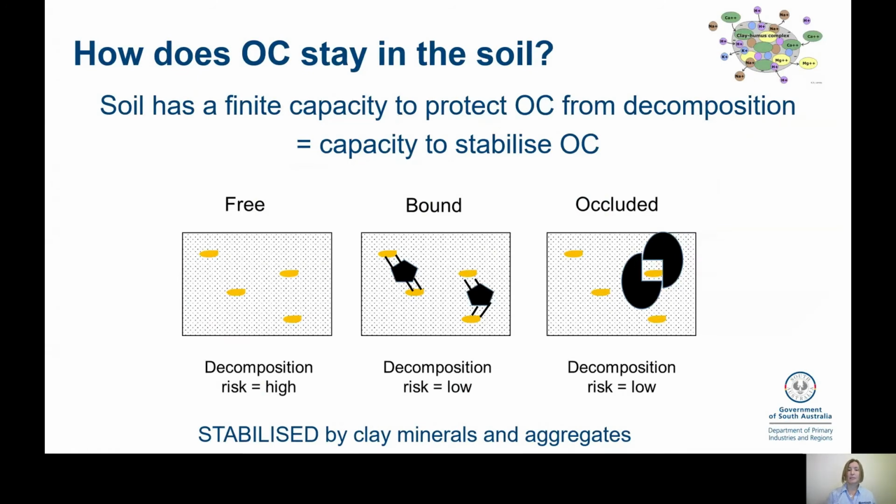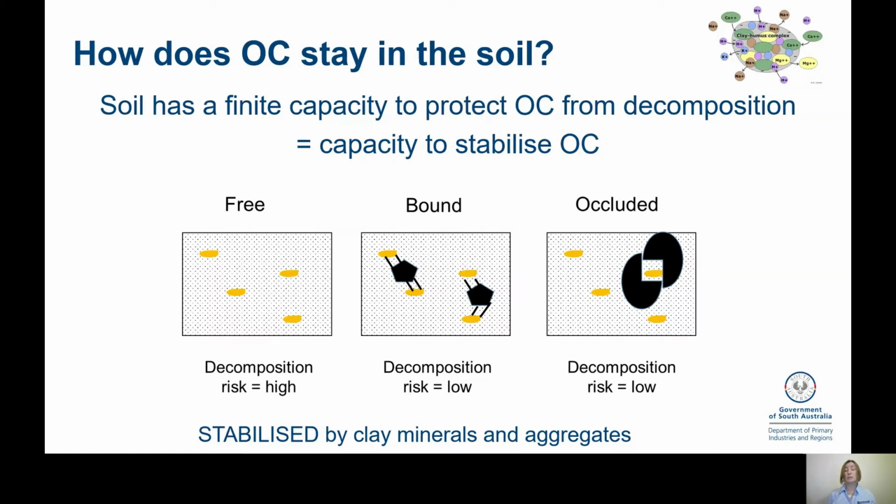So how do we get carbon to stay in the soil? As we were saying before, soil has a limited capacity to protect carbon from decomposition, and this is largely determined by the amount of clay that we have in our soils. Organic carbon can bond onto the clay and protect it from decomposition by microbes, and there are also chemical complexes with iron, aluminium and calcium that can also protect the carbon from decomposition by microbes.